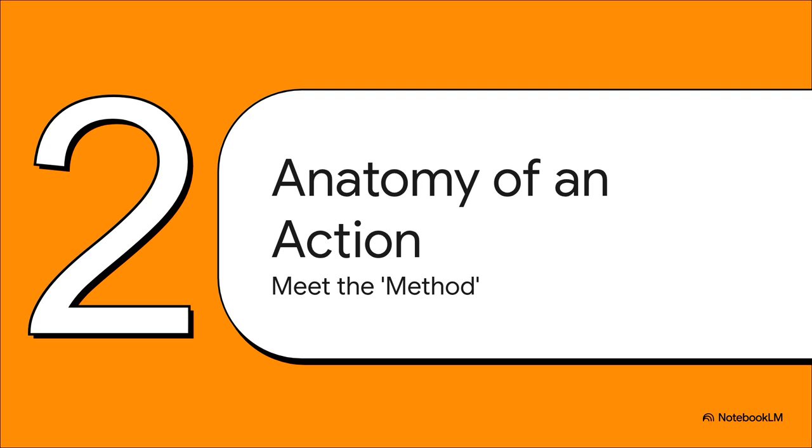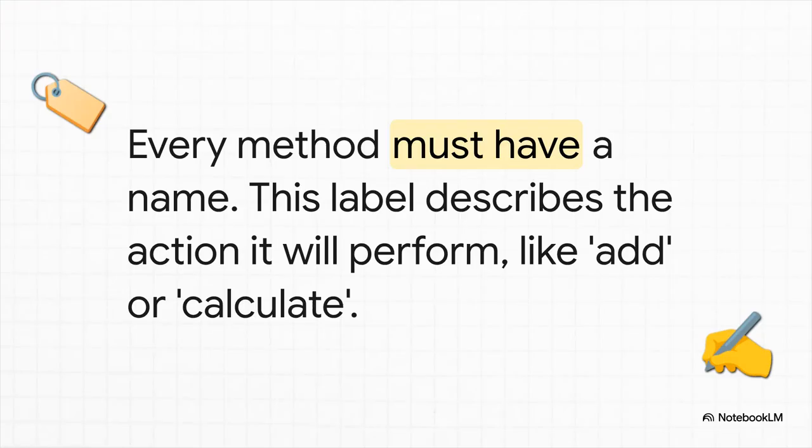Okay, so let's zoom in on that does part, the actions. In the world of programming, an action has a special name. It's called a method. And what's wild is that every single method, whether it's adding two numbers or launching a rocket, shares the exact same basic anatomy. First things first, every action has to have a label. It's just a simple descriptive name like calculate, send, or add that tells the computer, and just as importantly other programmers, exactly what this piece of code is supposed to do.